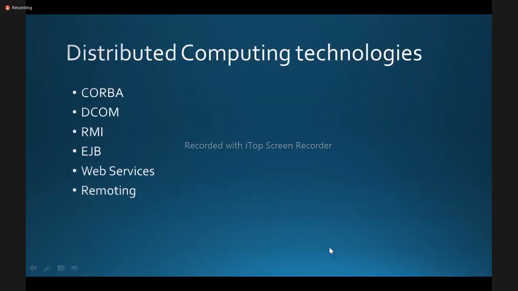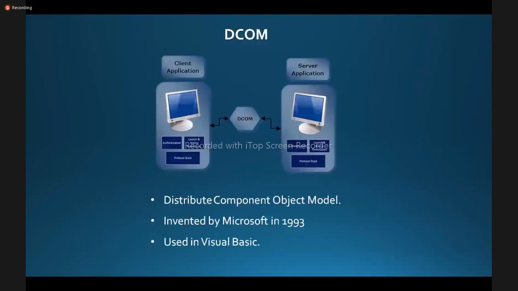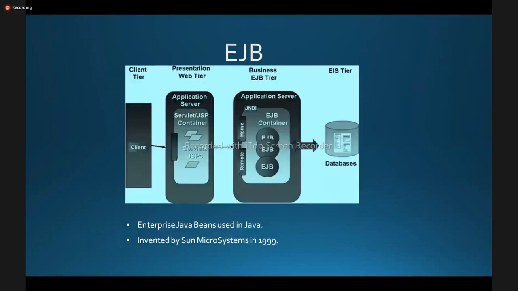These are distributed computing technologies: Corba, DCOM, RMI, EJB, web services, remoting. Corba is Common Object Request Broker Architecture, invented by OMG Group in 1992, and it is used in more than 14 languages. We have DCOM, Distributed Component Object Model, invented by Microsoft, used in languages like Visual Basic. We have RMI, Remote Method Invocation, invented by Sun Microsystems, used in J2EE. We have EJB, Enterprise Java Beans, used in Java.